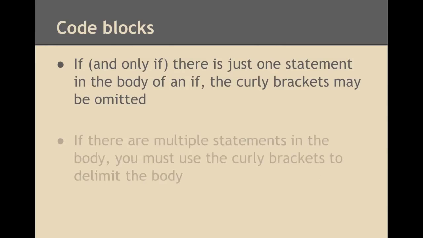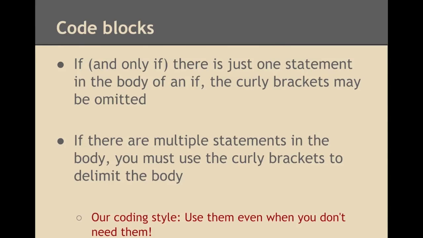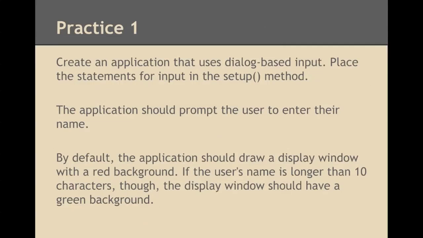Okay? All right, so we're going to go ahead and move on to a little bit of a practice piece. What we want is an application that uses dialog-based input. And it'll have a setup and a draw method. And our dialog-based input statements will go in setup. We're going to use that dialog to prompt the user to enter their name. Once they enter their name, then the application is going to draw a display window with a red background. If the user's name happens to be longer than 10 characters, the display window should have a green background instead. Okay, so let's go ahead and we'll break, do a little bit of a chop talk about how we're going to design this, and then implement it.